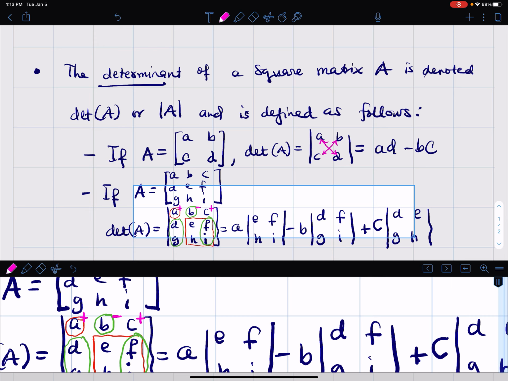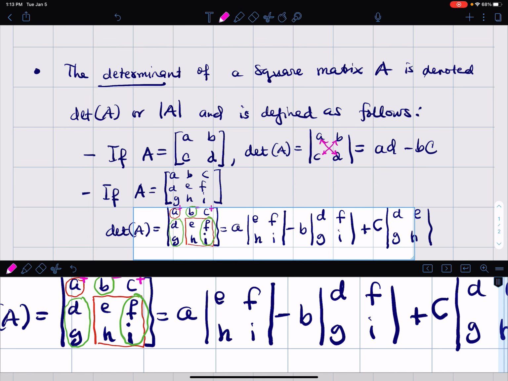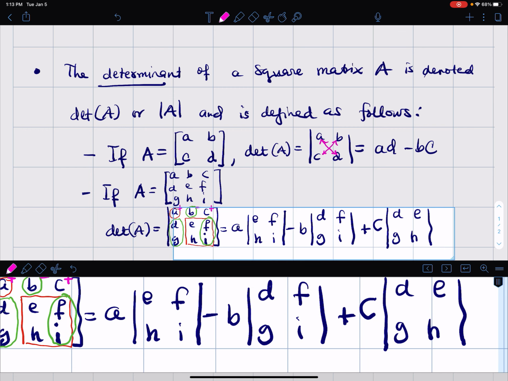So a times the determinant of the remaining elements when you cross out the row and the column of a, minus b times the determinant of the matrix comprising the remaining elements when you cross out the row and the column of b, and then plus c times the determinant of the 2 by 2 matrix comprising the elements remaining when you cross out the row and the column of c.